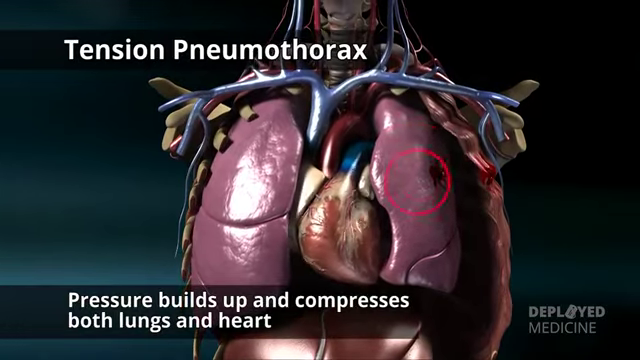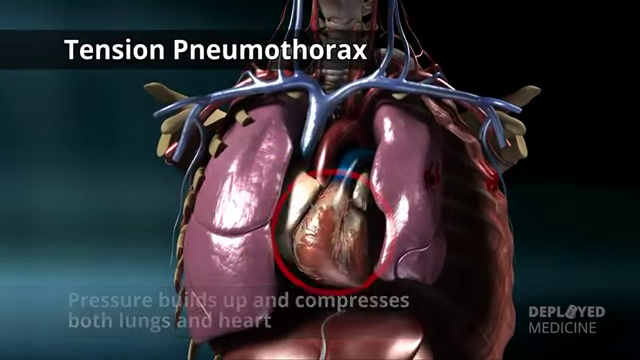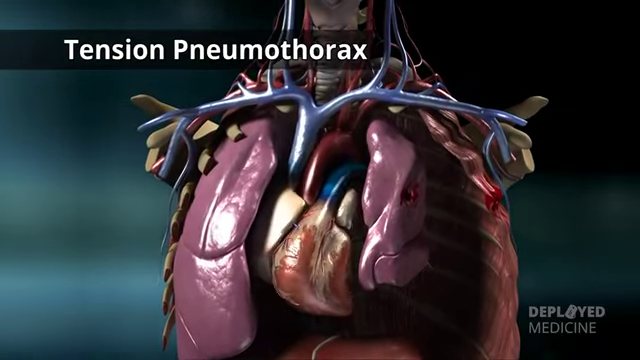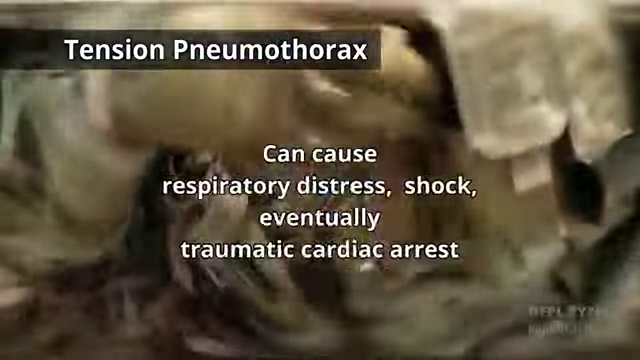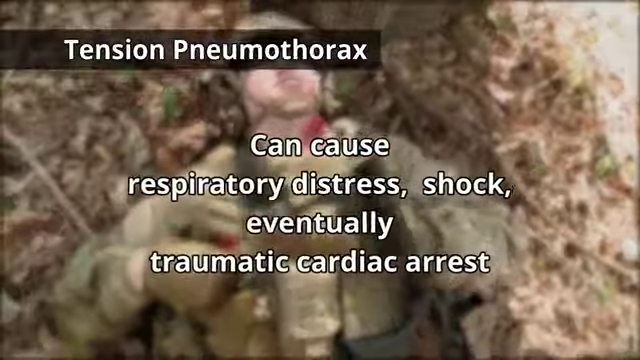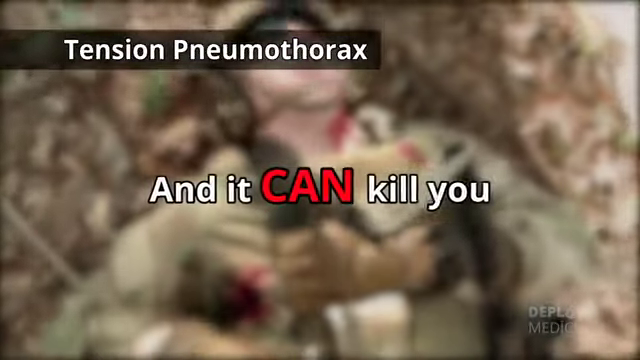Pressure builds up and compresses both lungs and the heart. The pressure can cause the heart and lungs to shift and compress against the opposite side of the chest. This can cause respiratory distress, shock, and eventually traumatic cardiac arrest. And it can kill you.